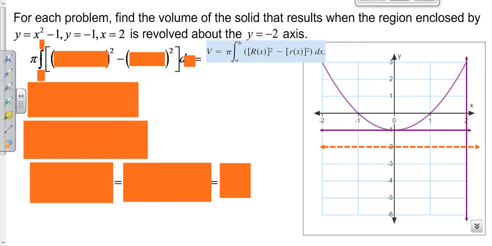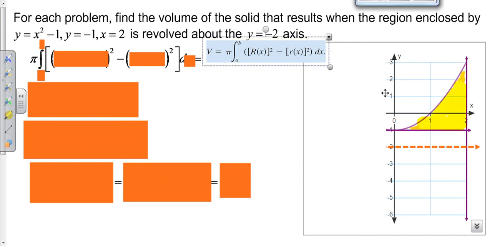Let's go ahead and shade that. So I went ahead and shaded that. I also went ahead and got rid of the graph that we don't need, so we can just kind of focus on our shaded region that we're revolving around our y equals -2. Since it's a horizontal axis of revolution, once again we're dealing with x.